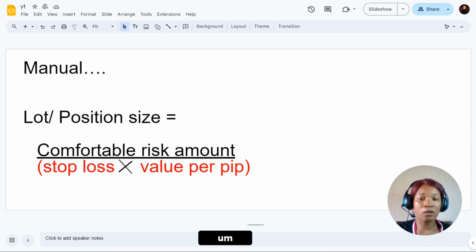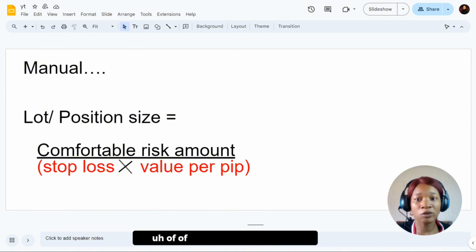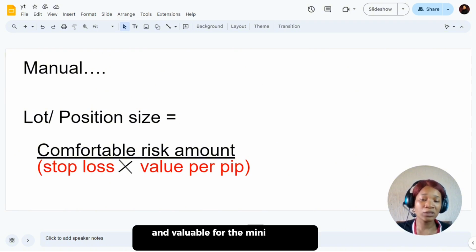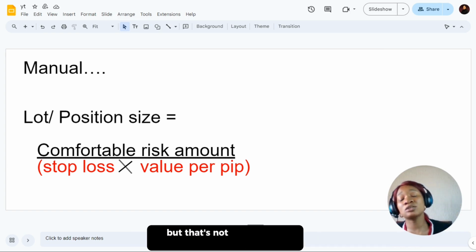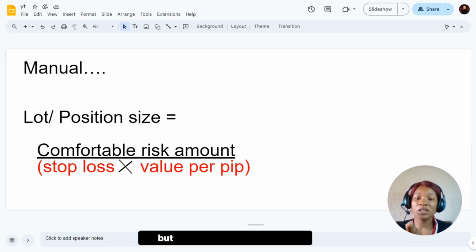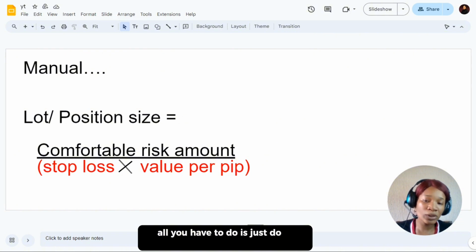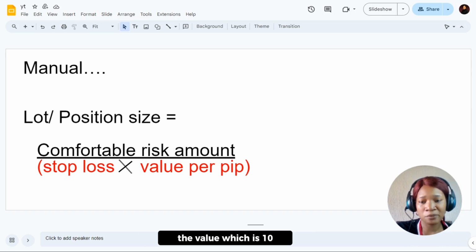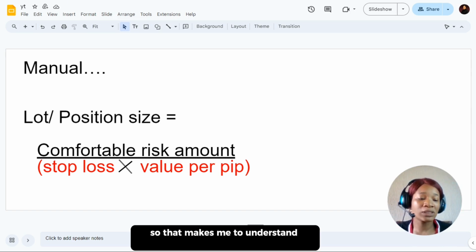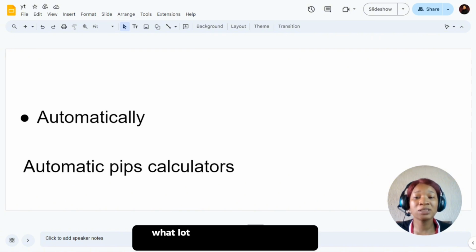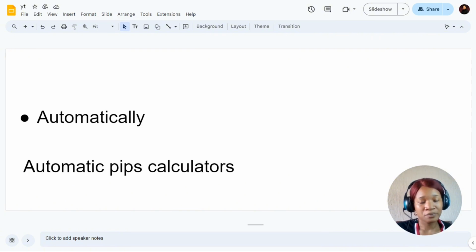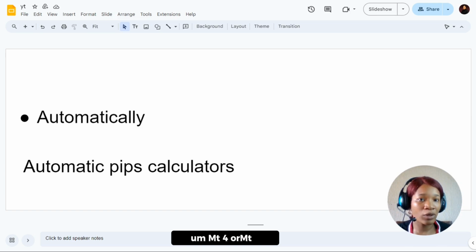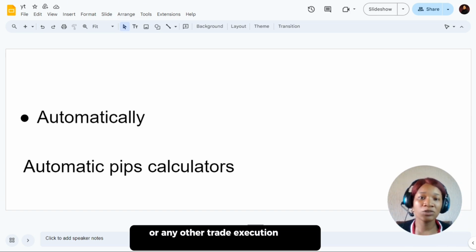Value per pip of a mini lot is $1, right? And value per pip of a micro lot is, I think, $0.1. But that's not what we're discussing in this video. Once you understand that, all you have to do is do it manually. What I'm comfortable risking, 100, over 20 pips times the value, which is 10. That tells me what lot size I'm going to input in my MT4 or MT5 or any other trade execution tool that I'm using.